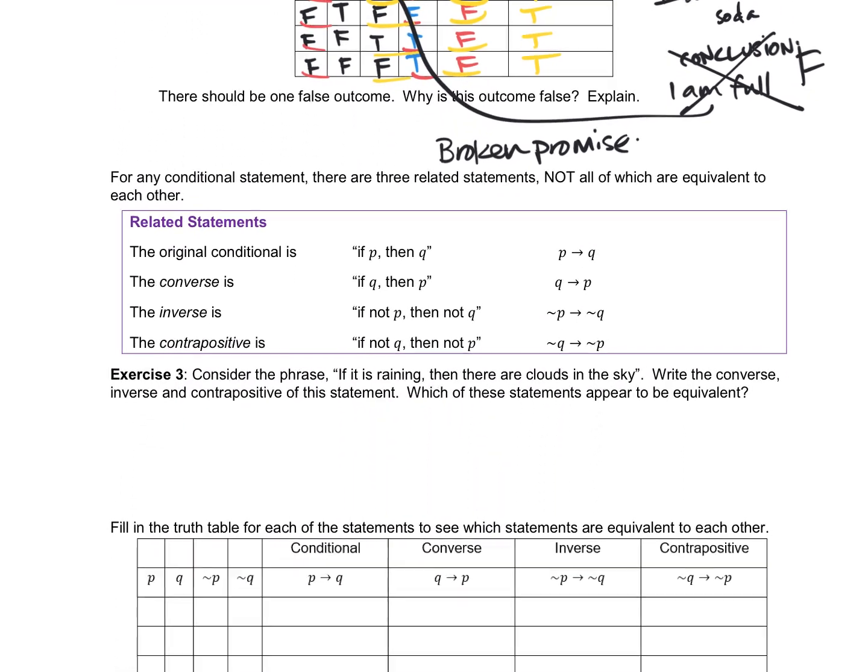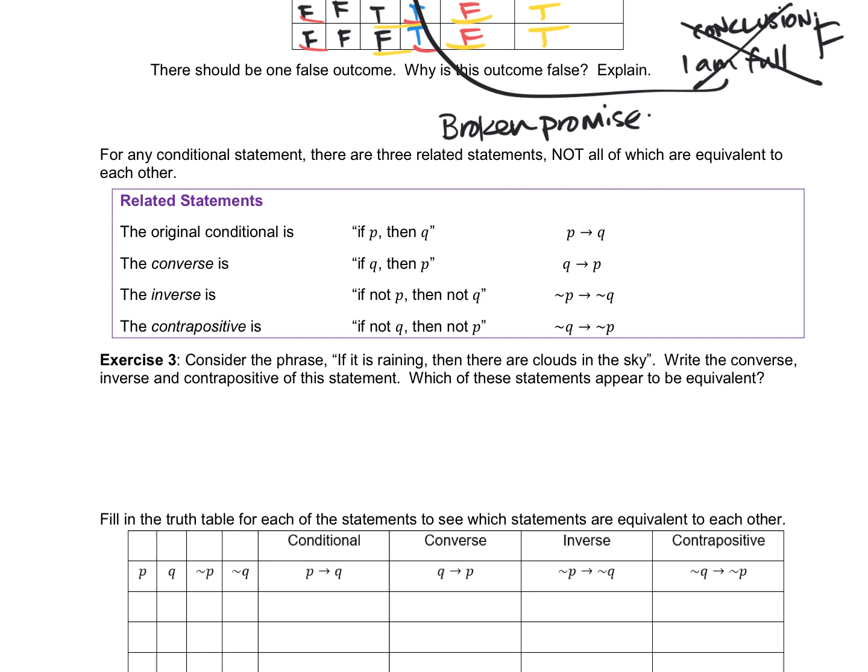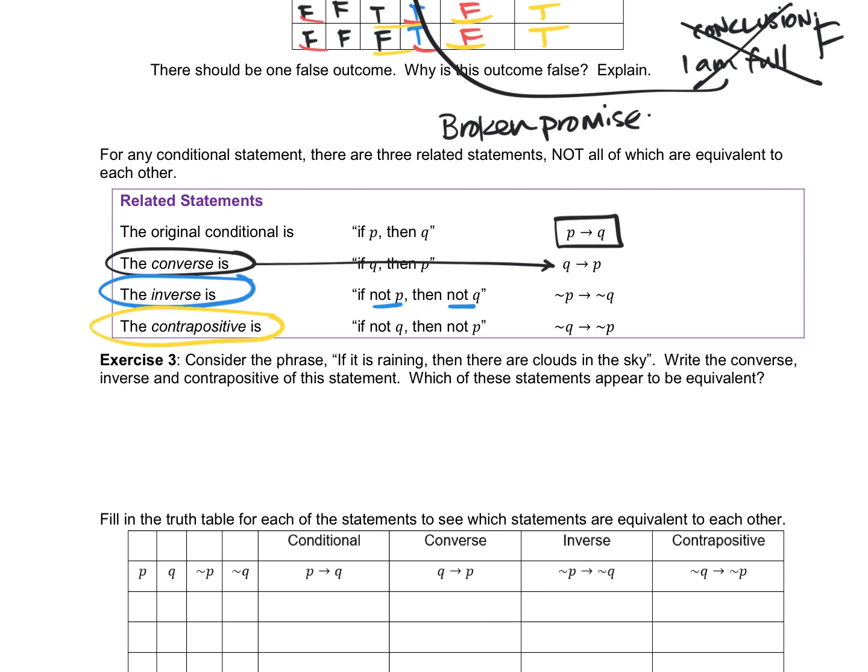Now, there's a few different things that we could do with the conditional and see some different relationships. If we flip-flop the order, that's called the converse. So if you have P and Q, the converse of that would be Q implies P. We have the inverse, which is really negating the original statement, so not P implies not Q. And lastly, the contrapositive, which is really a negation of the converse.